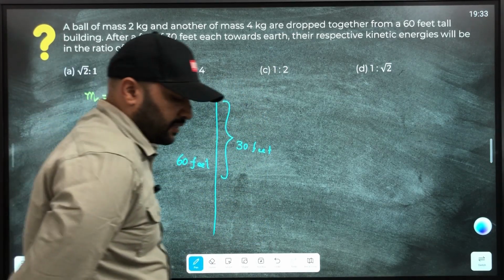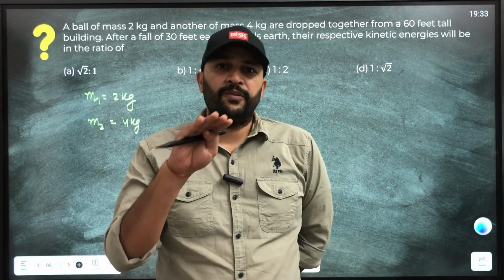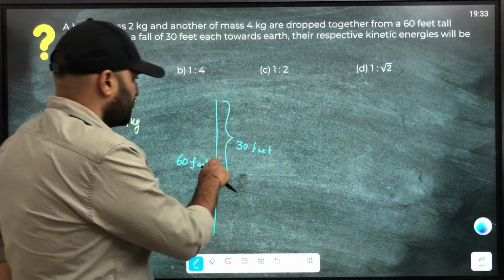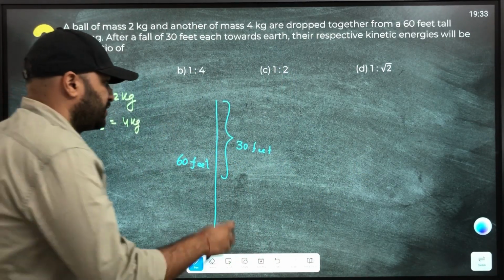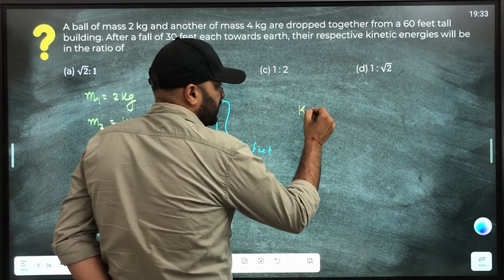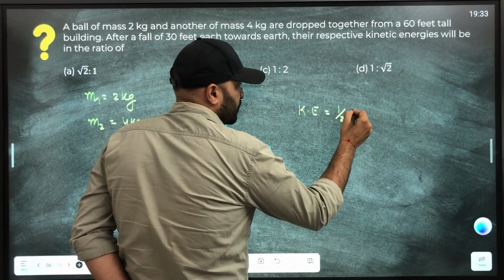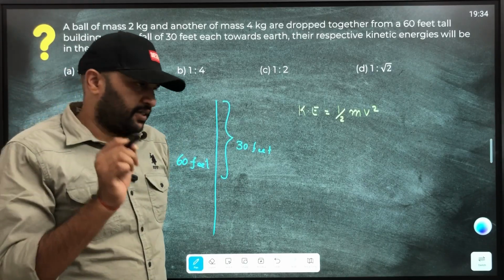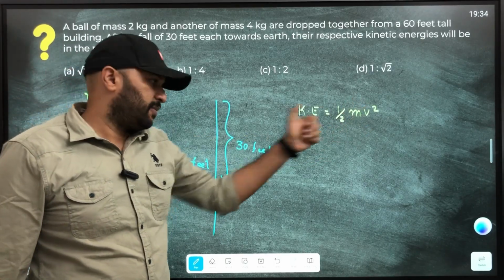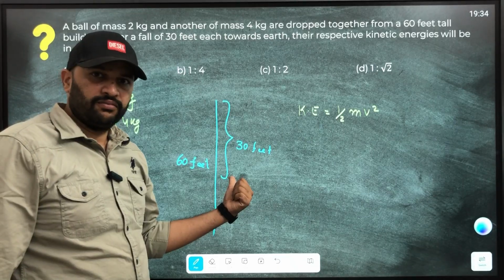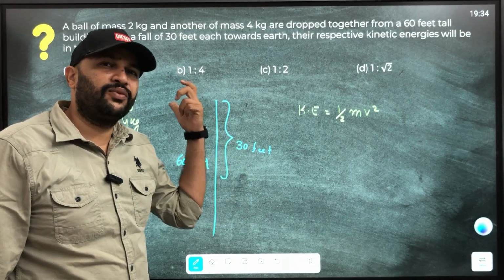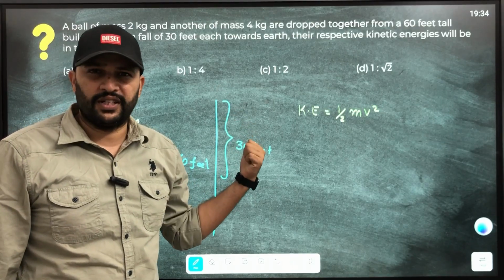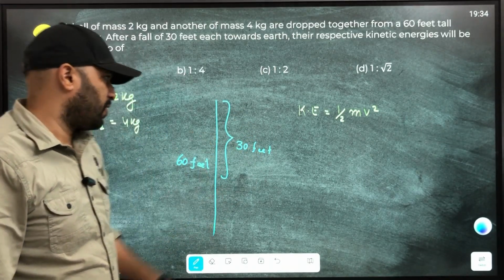See, this is a very crucial thing. If they are dropped from the same height at the same time, they will have the same velocity when they reach the 30 feet height. Clear? So let's use the kinetic energy formula. Our kinetic energy formula is half mv square, right? Now, this is very, very important to understand. No need of wasting your time finding the velocity at this point for 2 kg and 4 kg. Regardless of the mass, the velocities will be the same. Sir, why is it the same? You have to watch the previous lectures on kinematics, where I have already explained this.